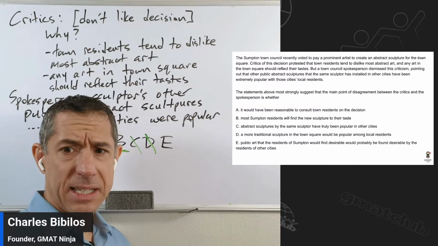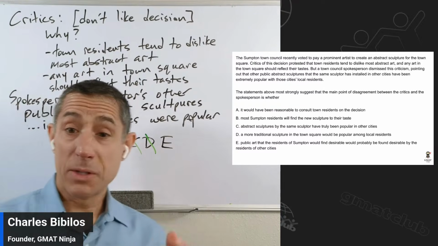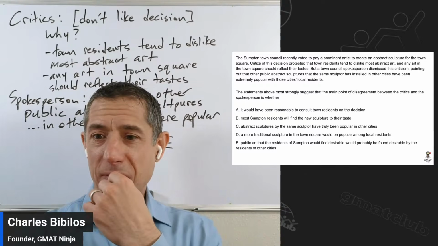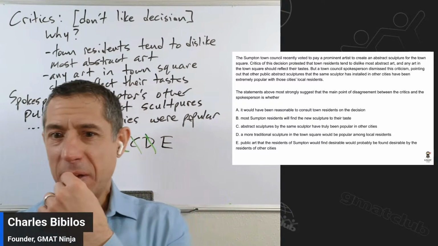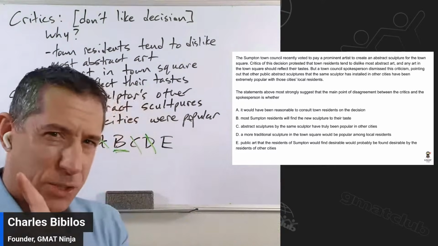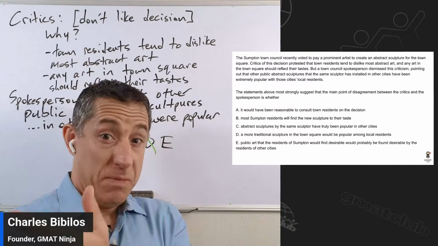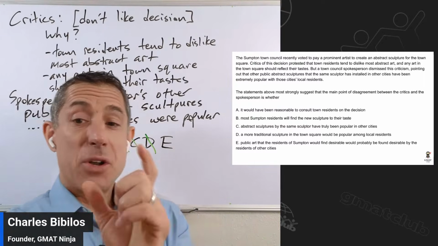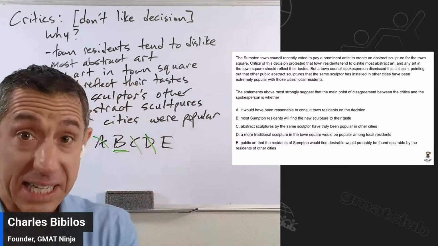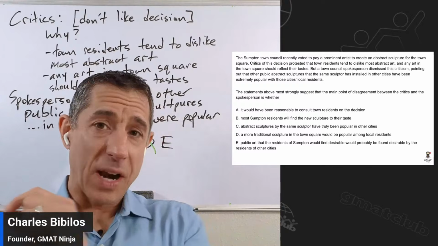E, public art that the residents of Sumpton would find desirable would probably be found desirable by the residents of other cities. So this one's pretty tempting too, right? Sounds good, because what the spokesperson is arguing is, hey, these guys like it, won't you like it? But notice that this is a little bit flipped around. Public art that the residents of Sumpton would find desirable would probably be found desirable by residents elsewhere.